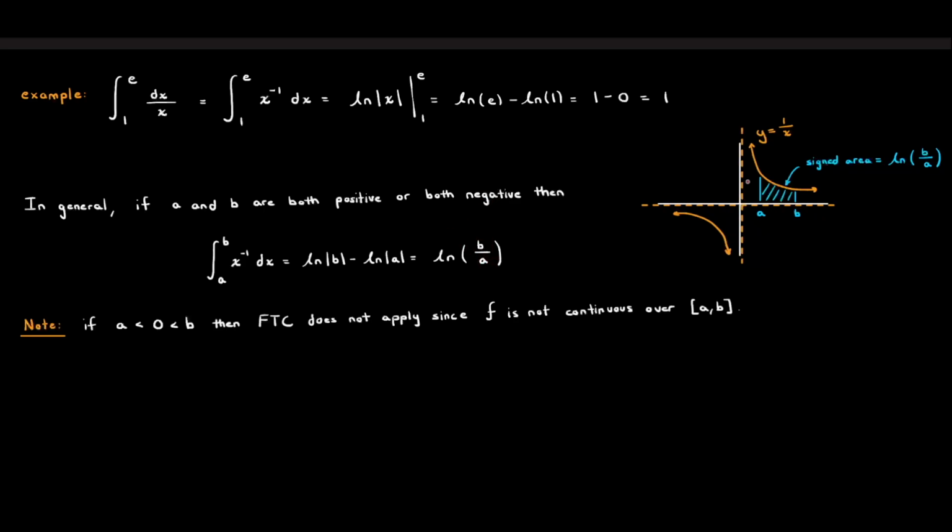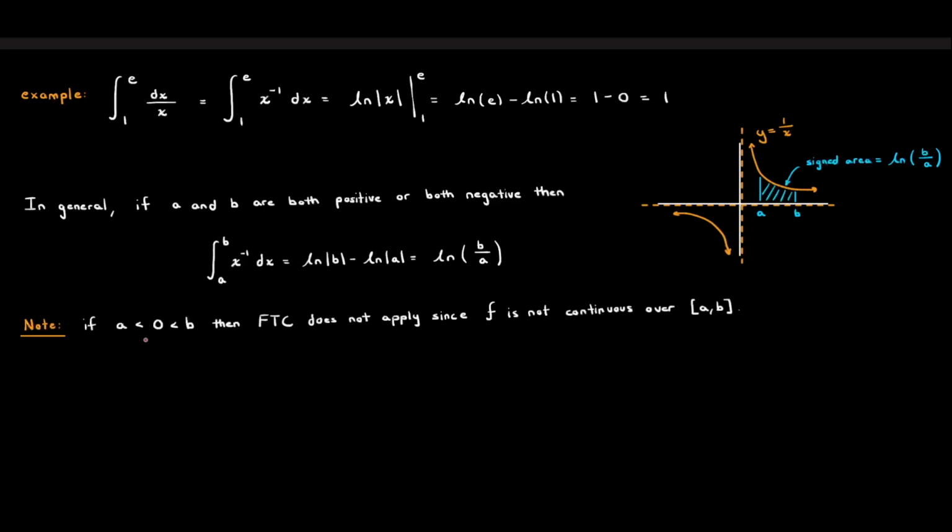And so what we see here is that the reciprocal function looks something like this. And if you want to find the signed area from a to b, then that value is just going to be natural log of b over a. That's what we have determined.